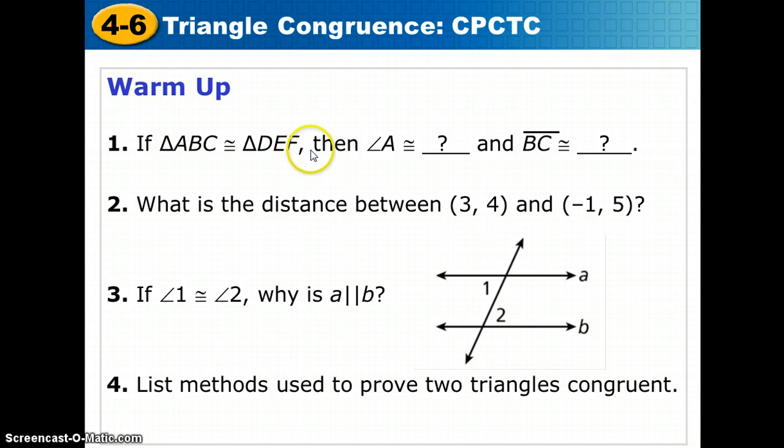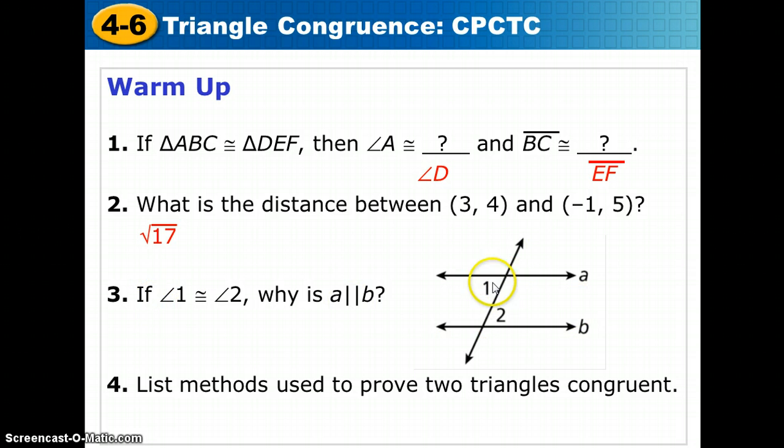Number 1, if these triangles are congruent, angle A would be congruent to angle D, and side BC would be congruent to side EF. What is the distance between (3, 4) and (-1, 5)? You'll have to use the distance formula. Remember, that's where you find the difference of the x-coordinates, 3 minus -1, or 3 plus 1, is 4. Square that, and find the difference of the y-coordinates, and square that, then add those together and take the square root. You should get the square root of 17. If you evaluated that, that's fine, but you should have had the square root of 17.